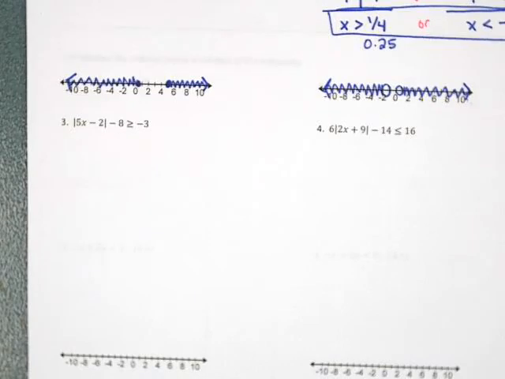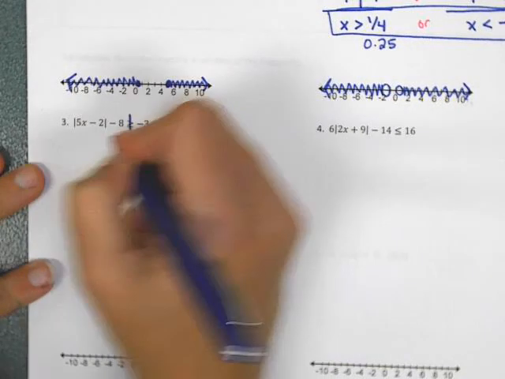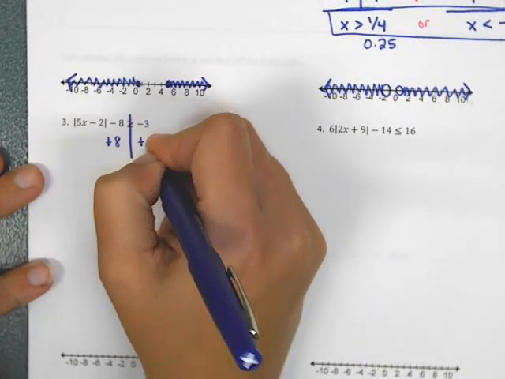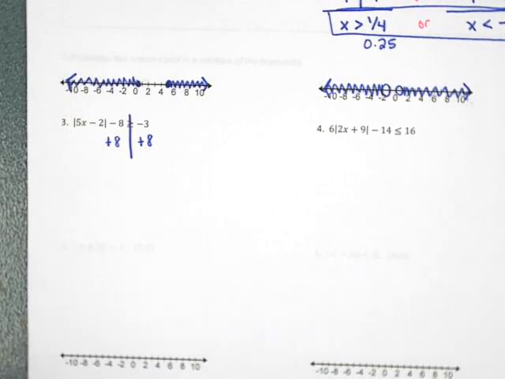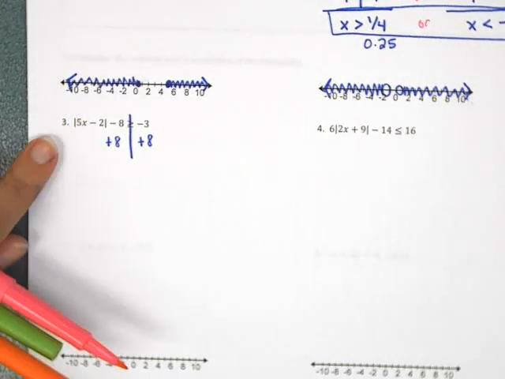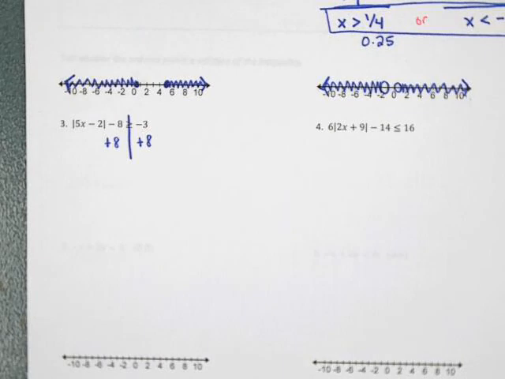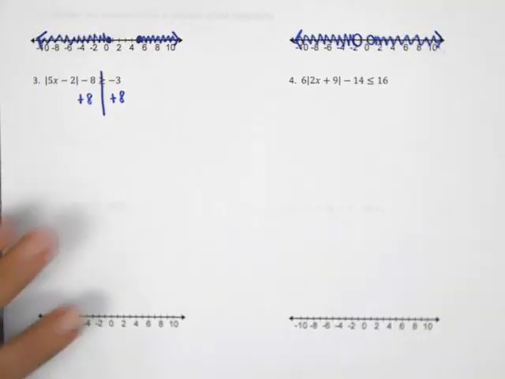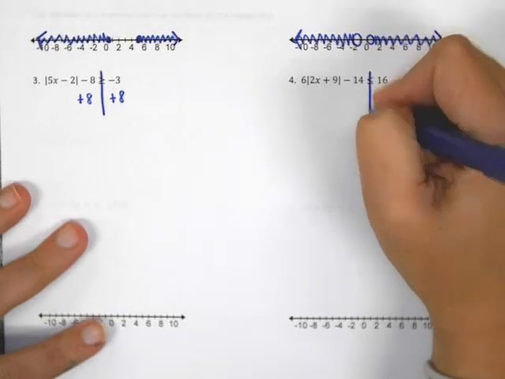All right, problem 3. Again, we have to isolate the absolute value. So I'm going to start by adding 8 on both sides. Actually, you know what? Let's go ahead and skip over to problem 4. Now, example 3 is going to be another greater than, and I want to make sure we do at least one less than problem before I'm going to be done with the video. So let's go ahead and skip over to problem 4.